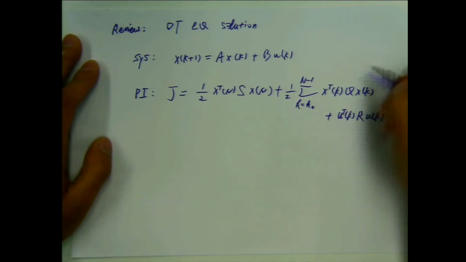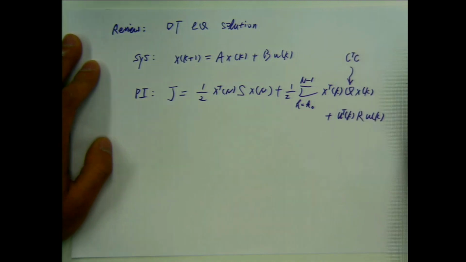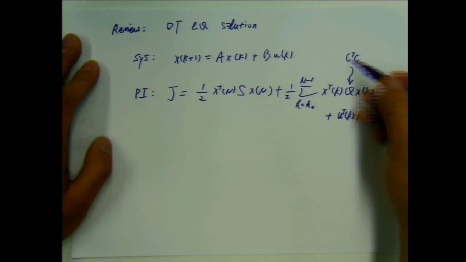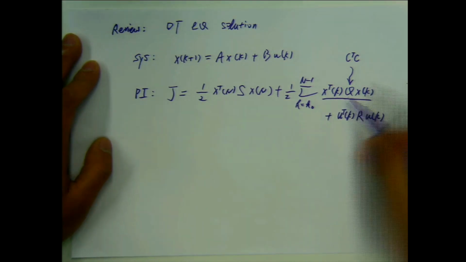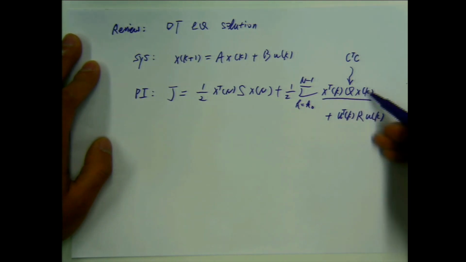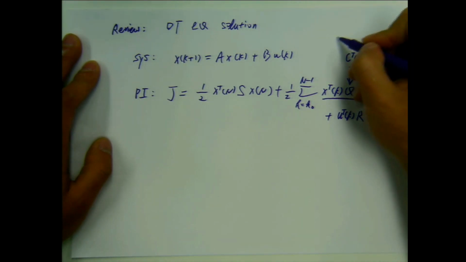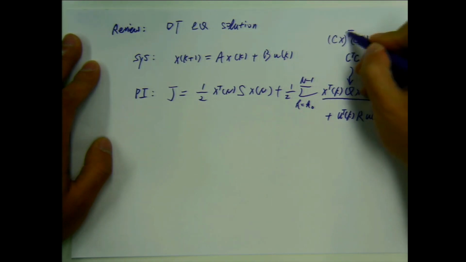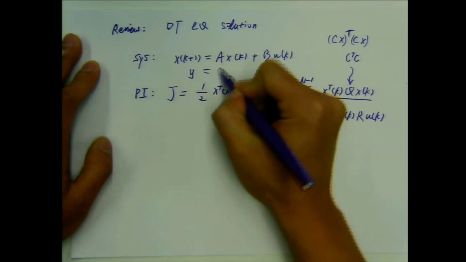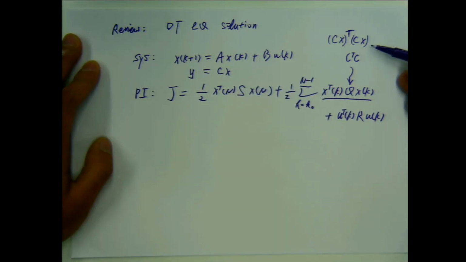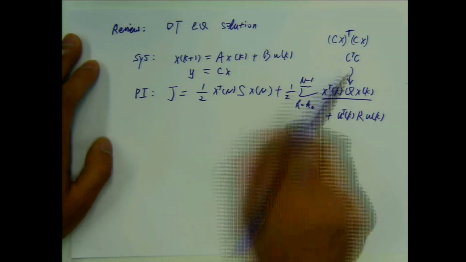From time to time, we often write this Q as C transpose C. This is just for convenience, because if we write it this way, now think about this product term. We're going to have x transpose C transpose times C x, so it's equivalent to (Cx) transpose (Cx). Because in linear systems we often write y equals Cx, we are minimizing the output of the system. So that's just a common way of writing Q.